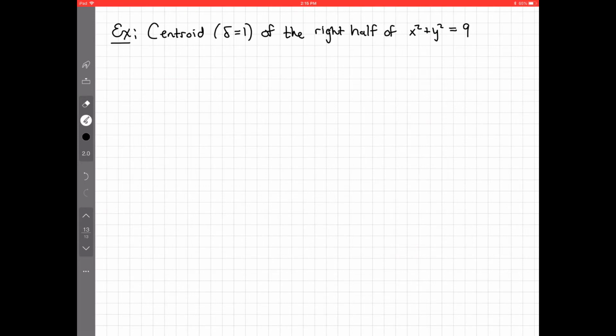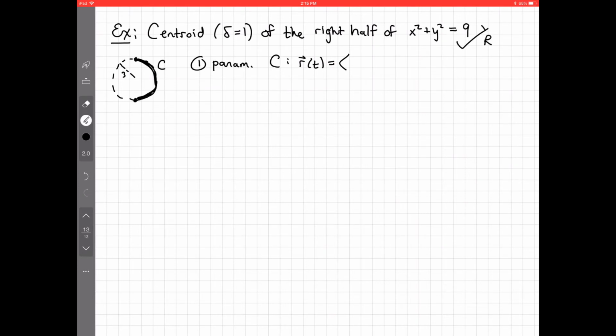Right. So in other words, we have a circle whose radius is 3, but we only want to consider the right half of this circle. So there we go. There's our curve C. Okay. Well, first thing I need to find is a parameterization. So for a circle, keep in mind we essentially use polar coordinates.